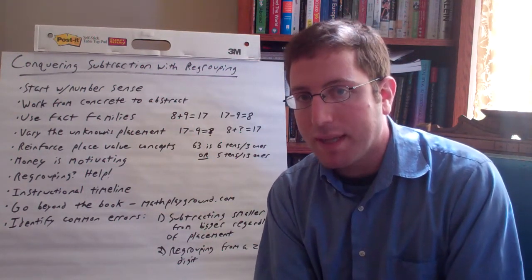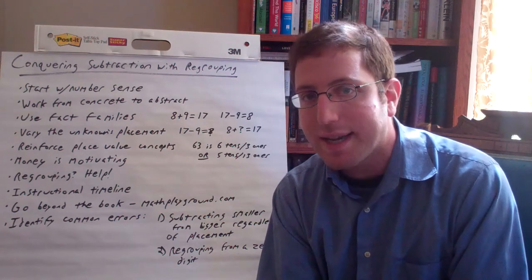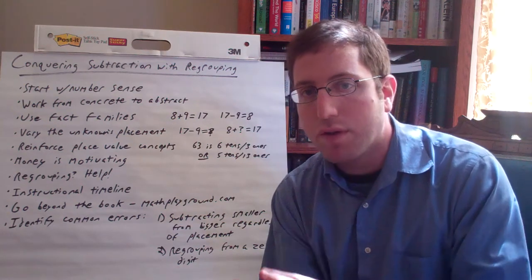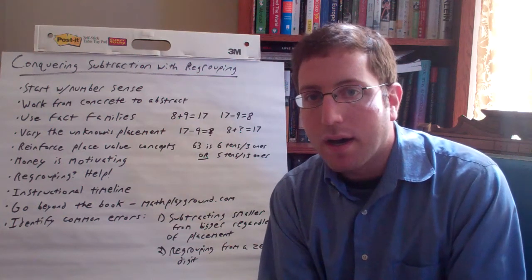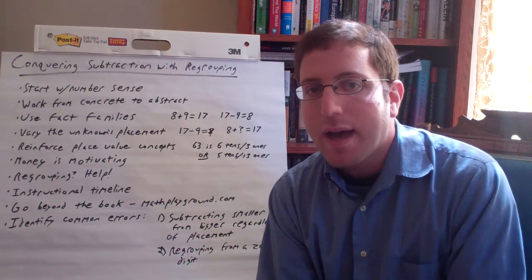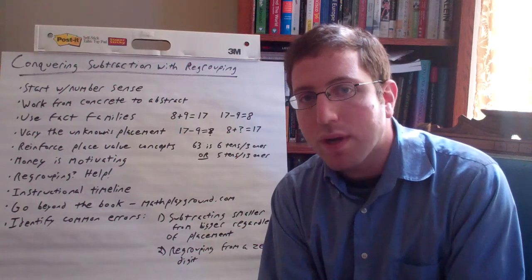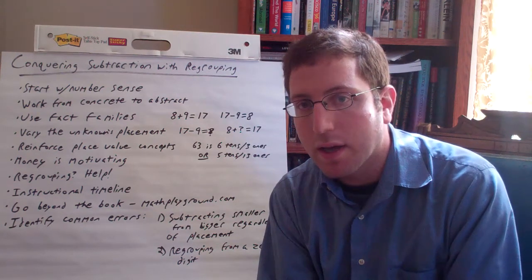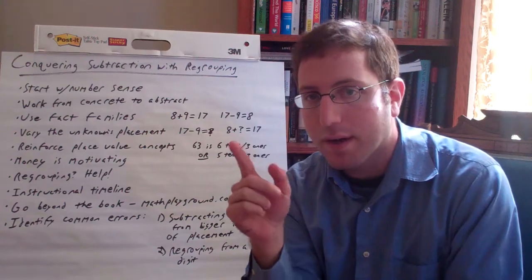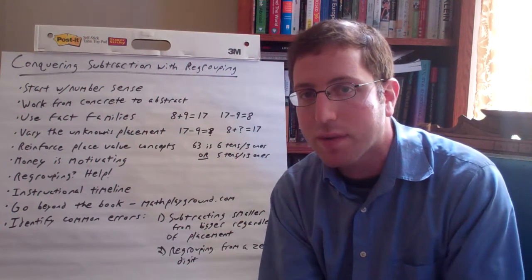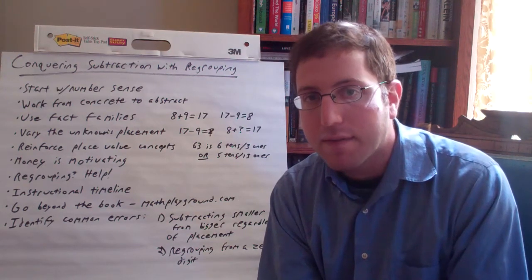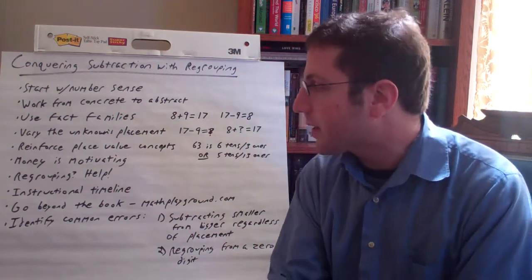Next, work from the concrete to the abstract. Start with manipulatives, start with physical representations of numbers, and then move to the point where you're just giving them a numerical problem, like 23 minus 17. Number lines can be really powerful here, helping students see, hey, if I mark the 17 here, if I mark the 9 here, and I figure out what's between them, that's what subtraction is. So start with the concrete and the manipulatives, the number lines, then move to the abstract.